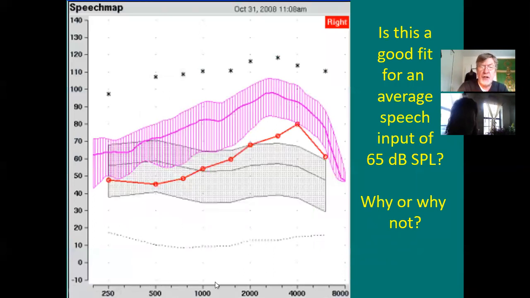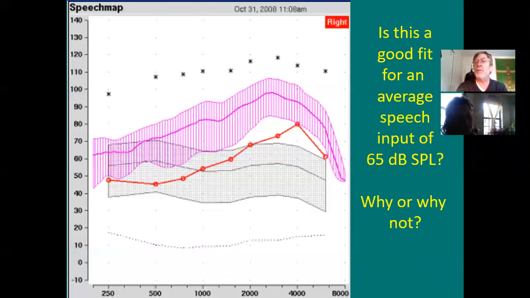Well, here's the audiogram going up. Here's unaided speech, the light gray. You can see that unaided, this person hears the vowels, but can't hear the high frequency consonants. So your job is to lift this unaided speech to where it belongs. Okay, so unaided speech in the light blue, aided speech in the purple. Is this a good fit for average speech inputs?